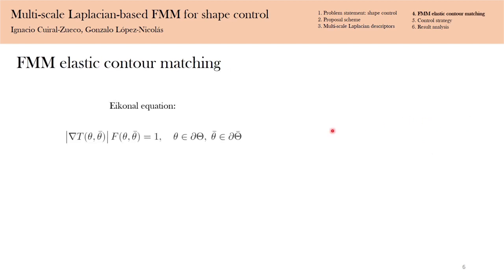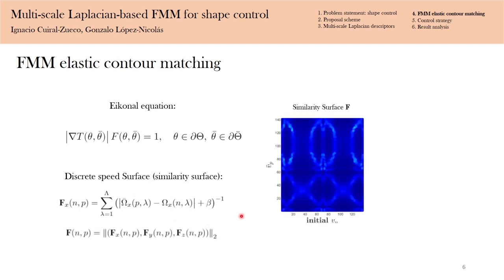So the elastic matching is performed using these descriptors in the fast marching method. The fast marching method solves the eikonal equation, which is solving the time cost of a wave propagating at point theta, bar theta, with a speed f at this point. We can define our speed function, or speed surface in this case, because it's a discrete surface, using the Laplacian descriptors, subtracting the target Laplacian descriptor from the current Laplacian descriptor for a given component. And if I combine the three components, this results in the similarity surface between current contour and target contour.